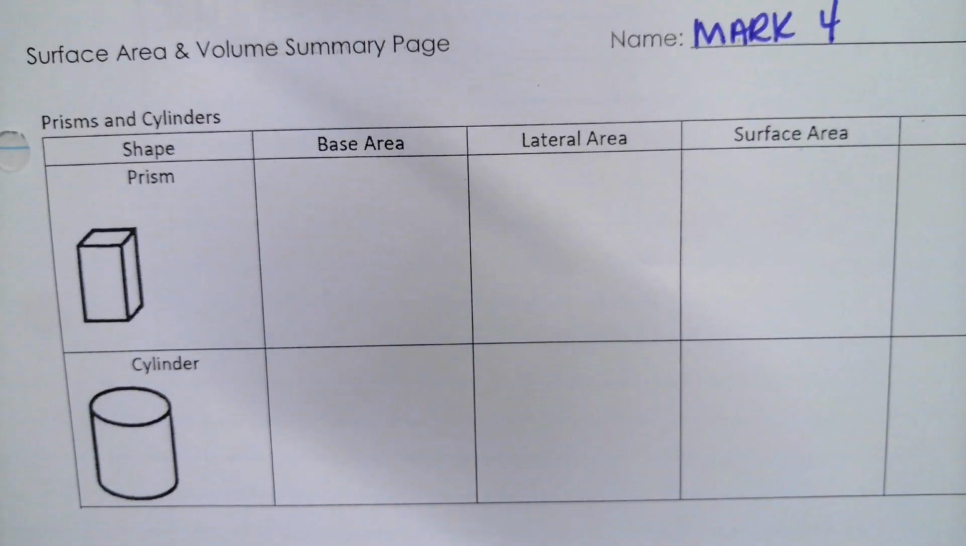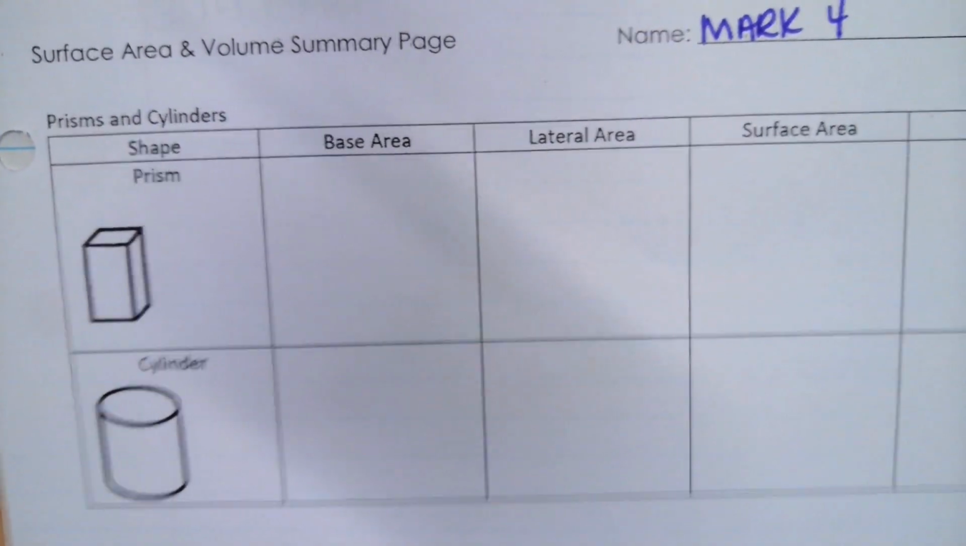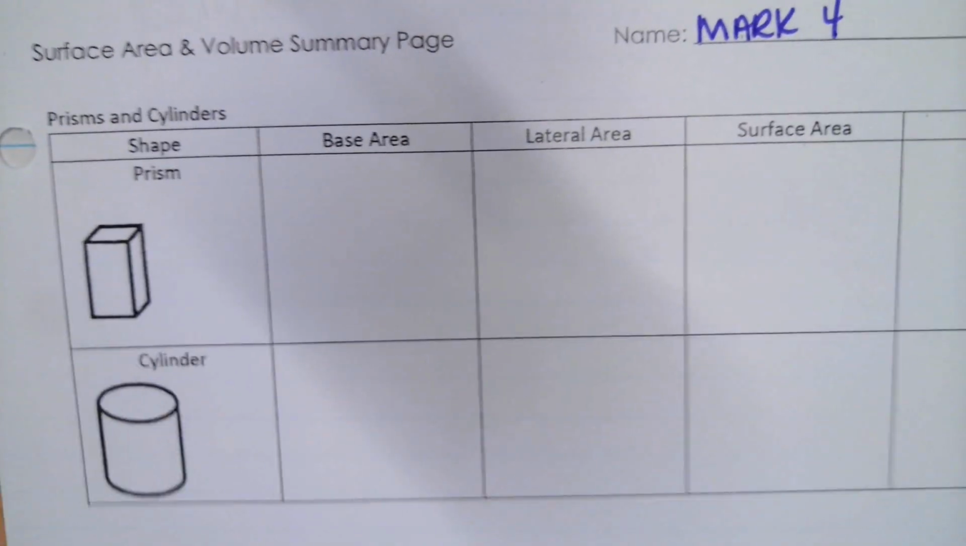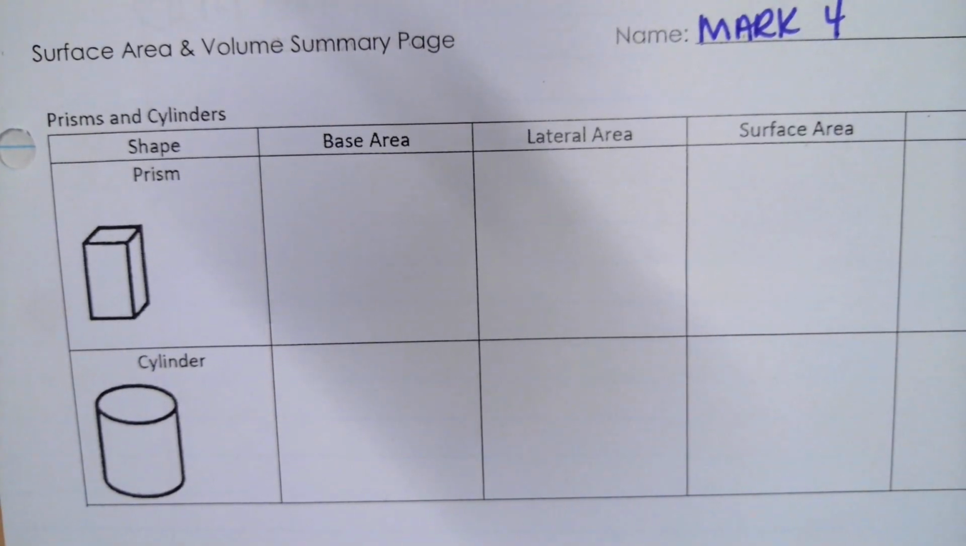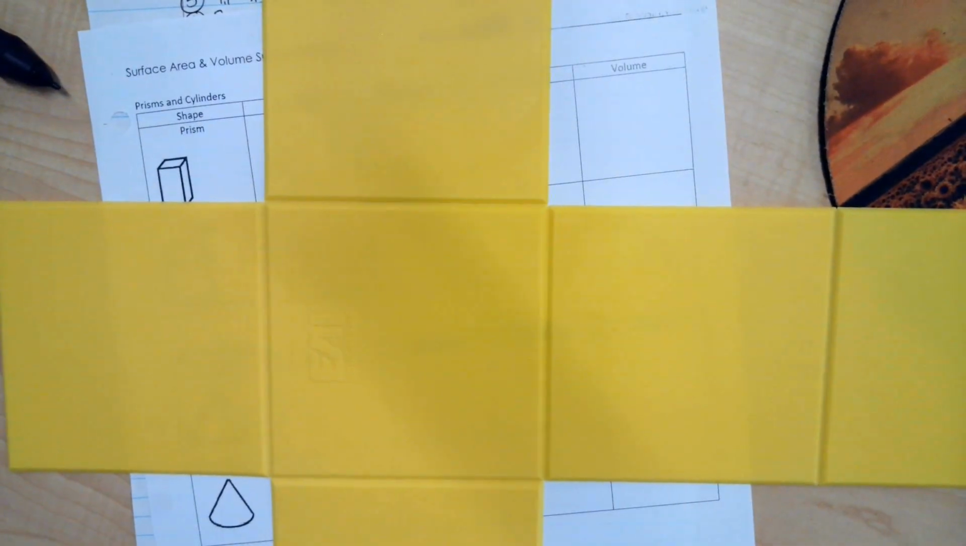Okay, so for the surface area and volume summary page, we've got a prism like this. When we unfold our prism, we have a net, and I'm going to show you what a net looks like. I think of getting stuff from Amazon, and when you go to recycle the box, you break it down. So a net is this. I know it's kind of blurry. A net is a two-dimensional representation of a three-dimensional figure.